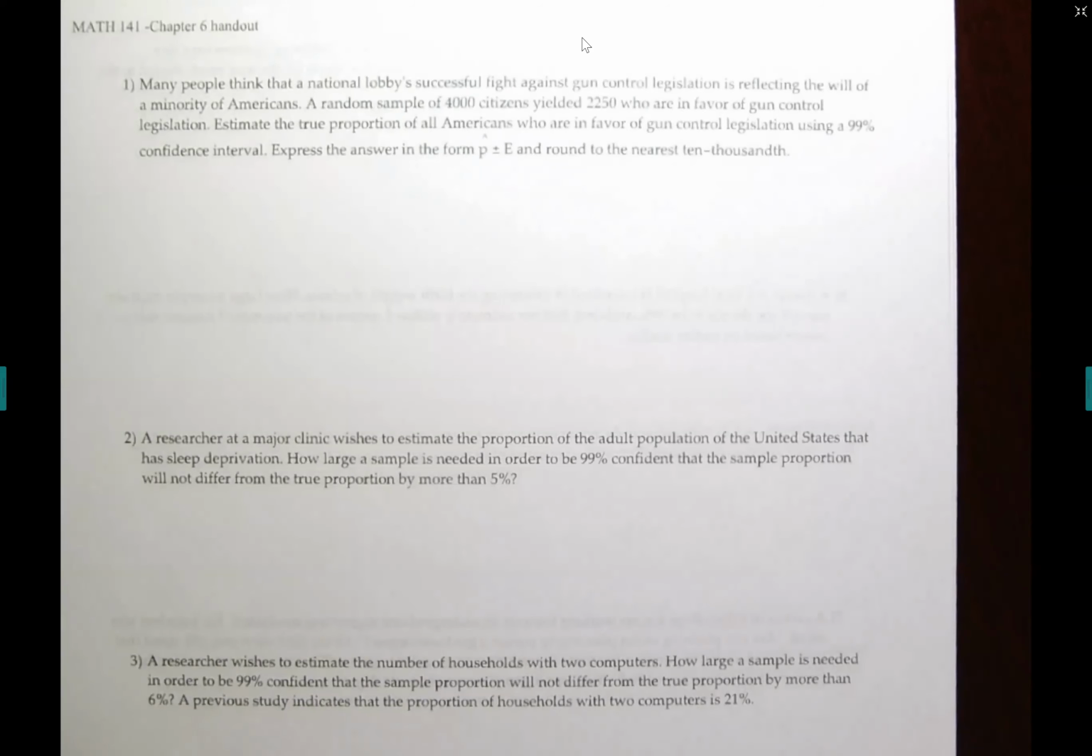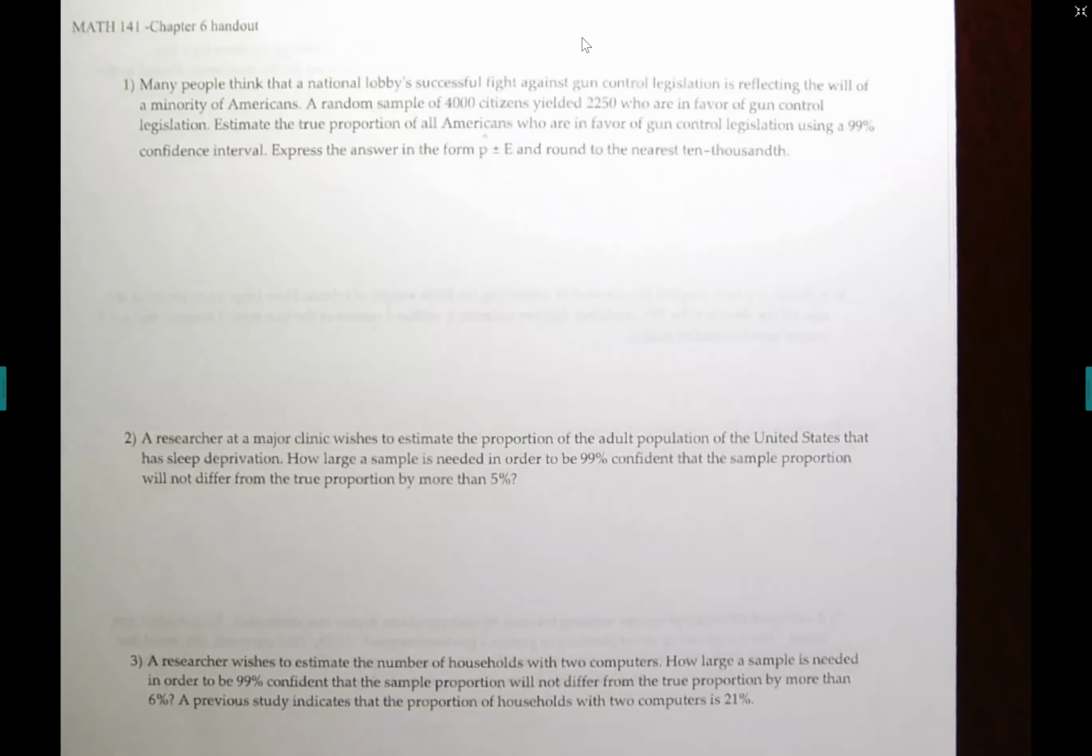Okay, let's read the first question. Many people think that the national lobby's successful fight against gun control legislation is reflecting the will of a minority of Americans. A random sample of 4,000 citizens yielded 2,250 who are in favor of gun control. Estimate the true proportion of all Americans who are in favor of gun control using 99%. When it says estimate, guys, it means we want a confidence interval.